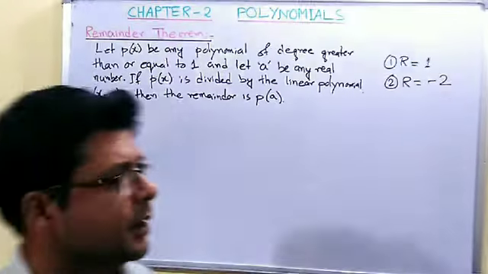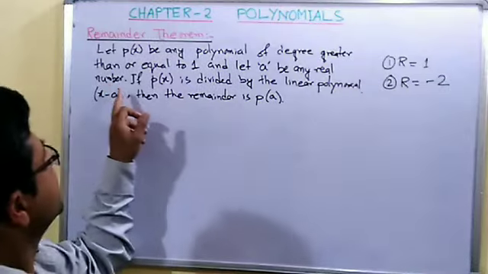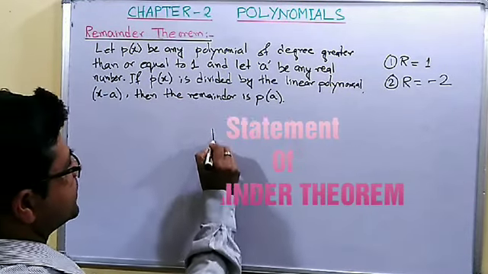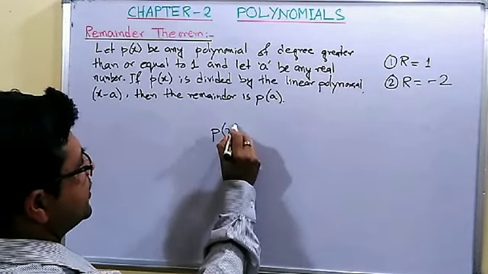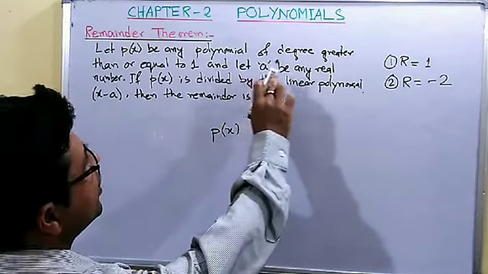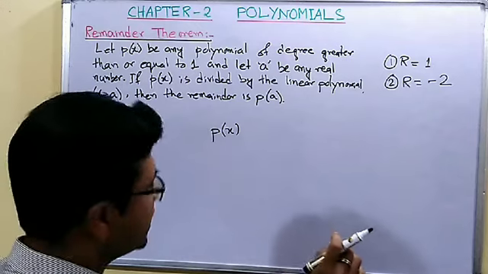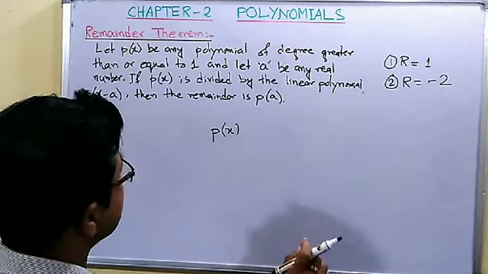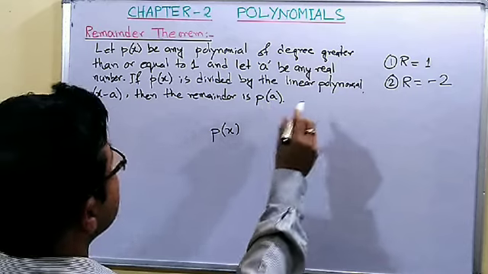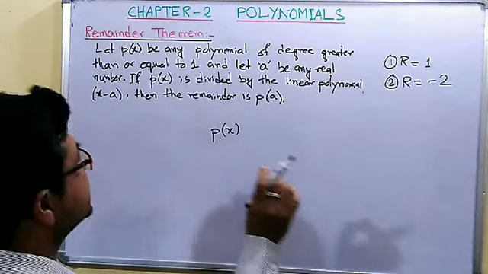Remainder theorem. Let us read it. Let p(x) be any polynomial. Let us simultaneously try to understand. p(x) is any polynomial of degree greater than or equal to 1. Its degree is greater than or equal to 1, maybe equal to 1 or more than 1. And let a be any real number. a is any real number.